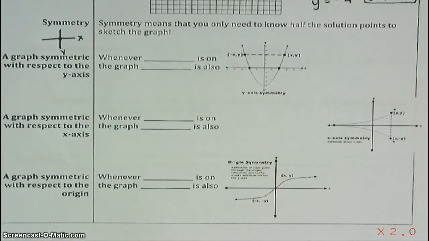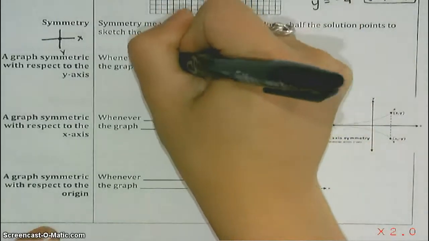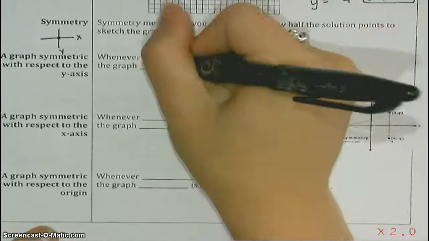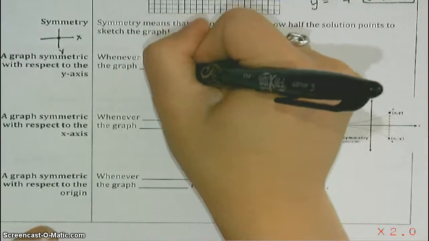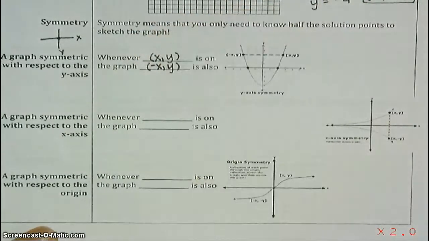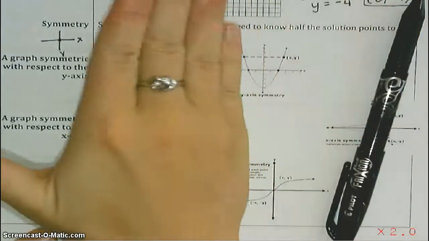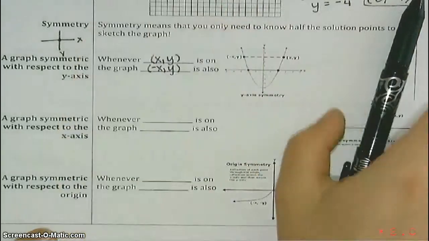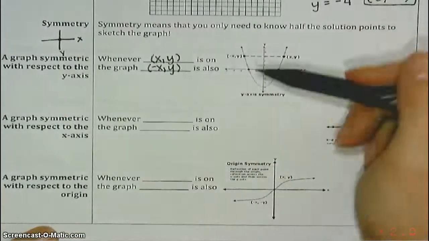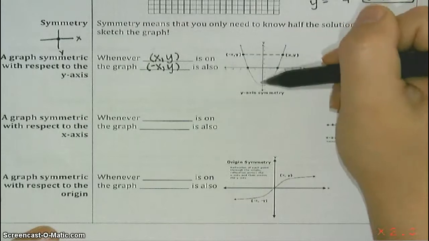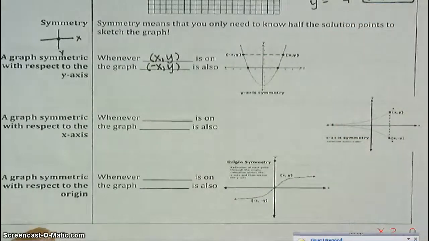So here we go. Here's some things that you can look for. If you have the positive point (x, y) on your graph, and then you also have the point (negative x, y), it's going to be symmetric to the y-axis. So that means that you go from this side and you can flip the graph over to the other side and it's symmetrical. It's kind of like this is a mirror and the left side looks exactly the same as the right side.